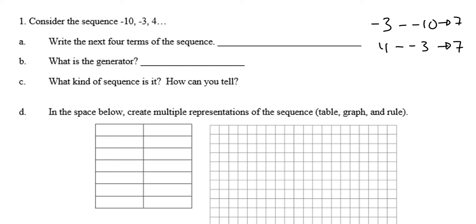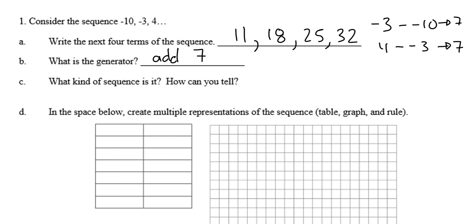And if I wanted to write the next several terms, I would just leave off at this third term of 4, and then I would add 7, which would give me 11. 11 plus 7 would be 18. 18 plus 7 is 25. 25 plus 7 is 32. So for this sequence, the generator is addition, just add 7.